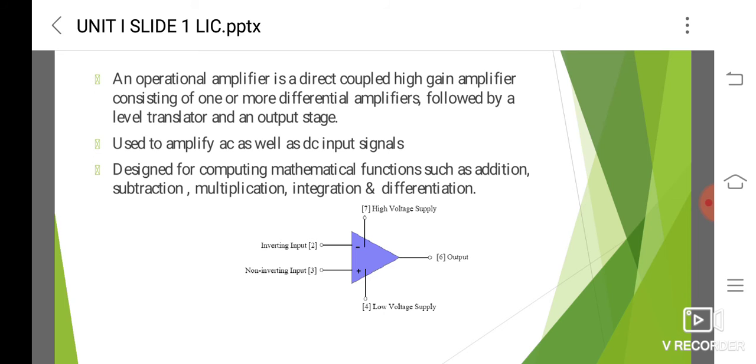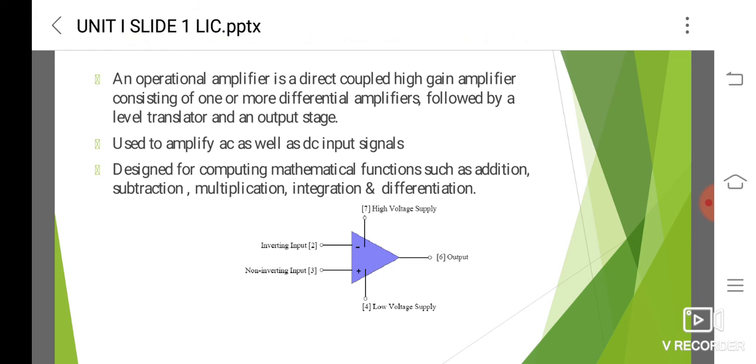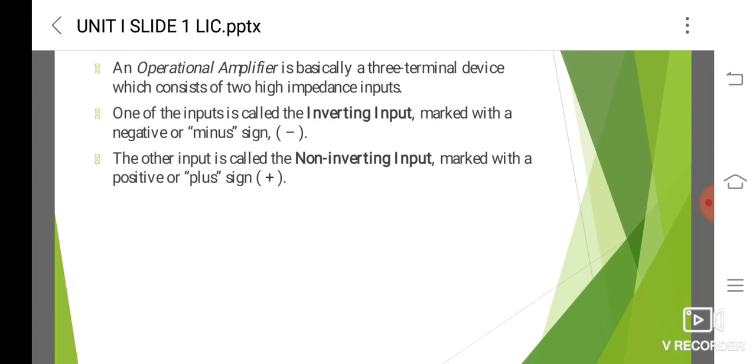And this is the symbol of the operational amplifier. To the second pin we give the inverting input, and to the third pin we give the non-inverting input. The 7th and 4th pins are for power supply, and from the 6th pin we take the output.